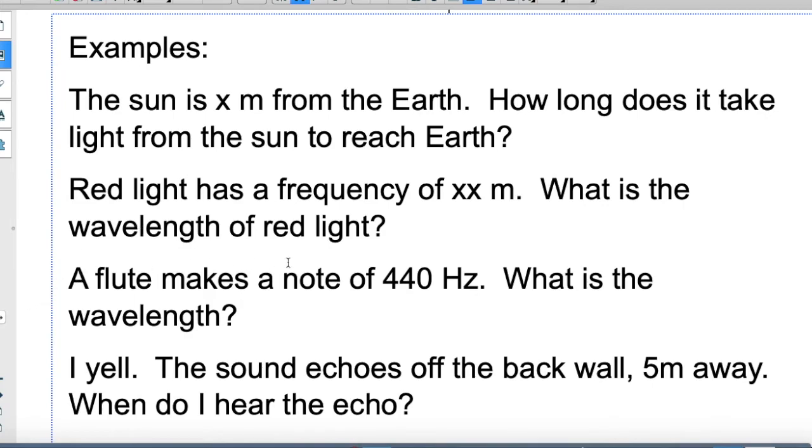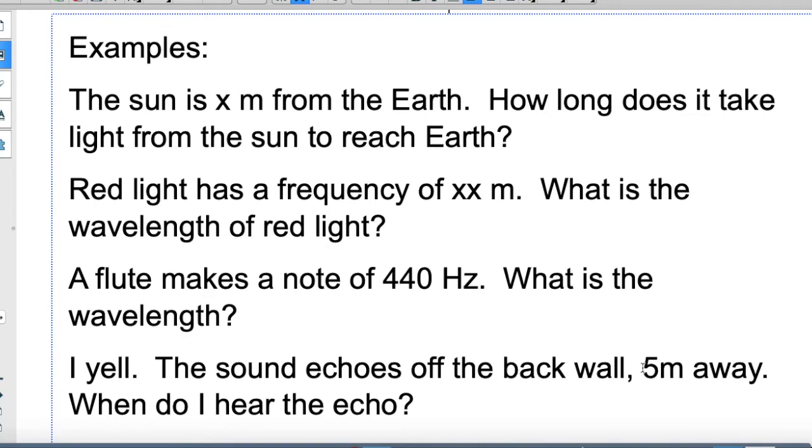A flute makes a note of 440 hertz. What is the wavelength? Well, if we know the speed of sound, and we can assume 331 unless we're told otherwise, and we know the frequency, we can find the wavelength of the sound. I yell. The sound echoes off the back wall 5 meters away, so it goes from point to point, really goes off the back wall and comes back. When do I hear the echo? And we know the speed of sound.